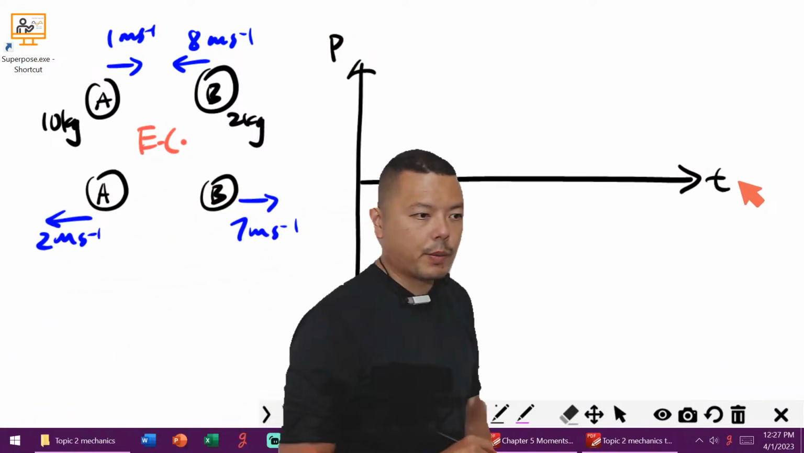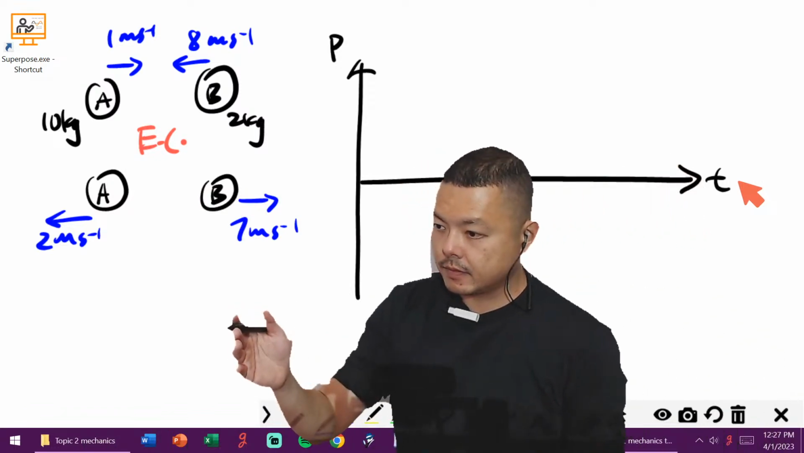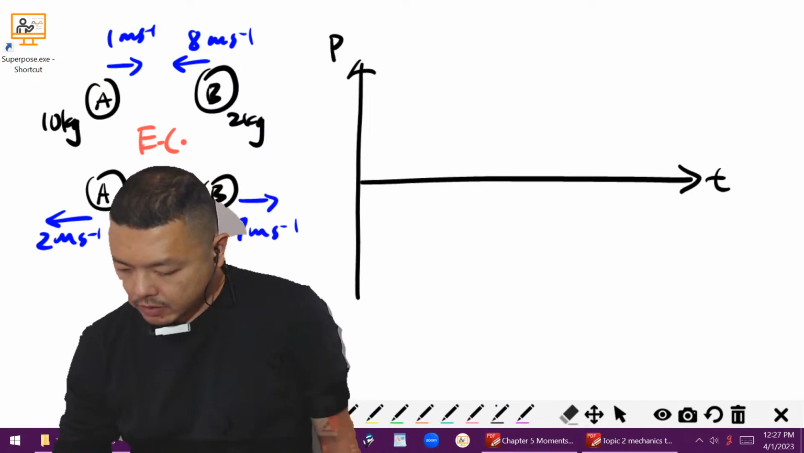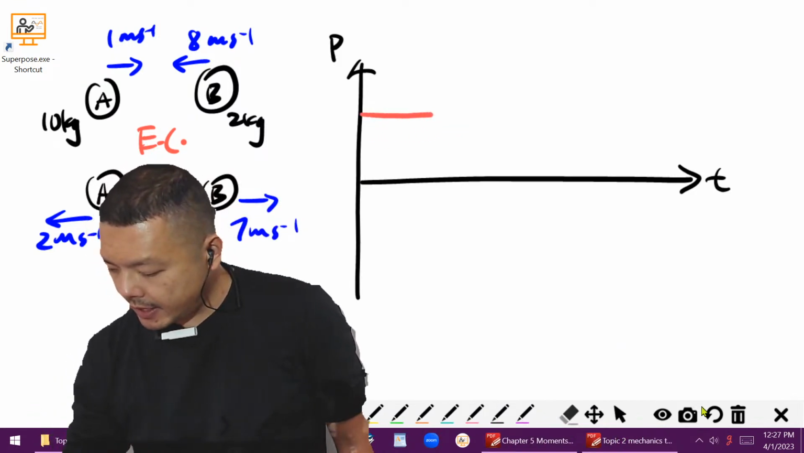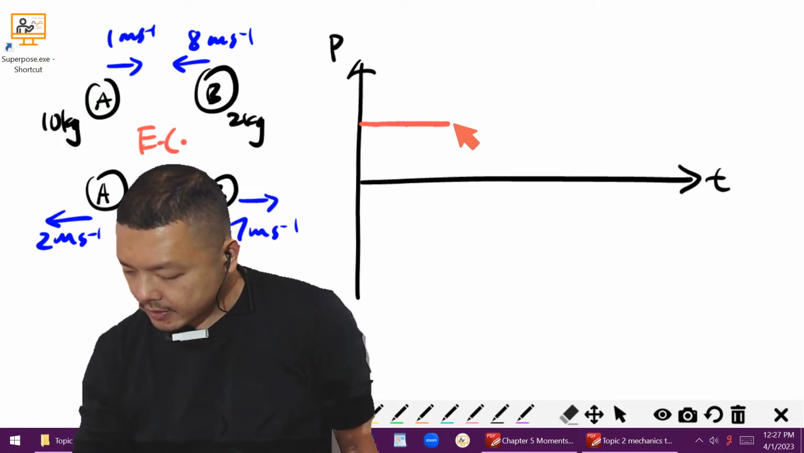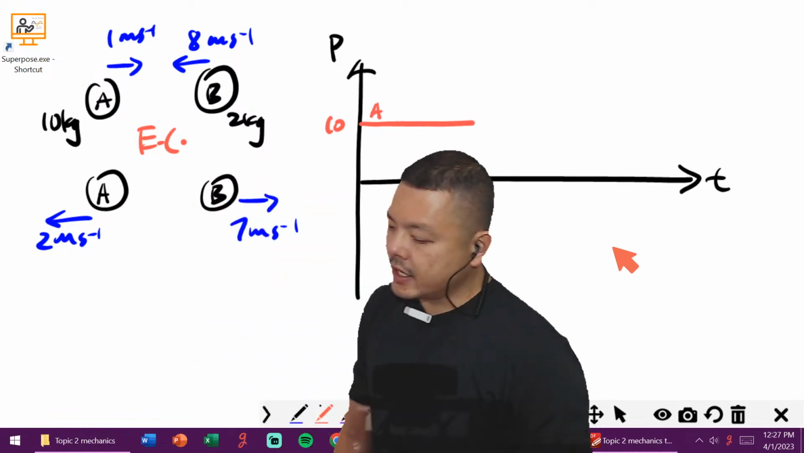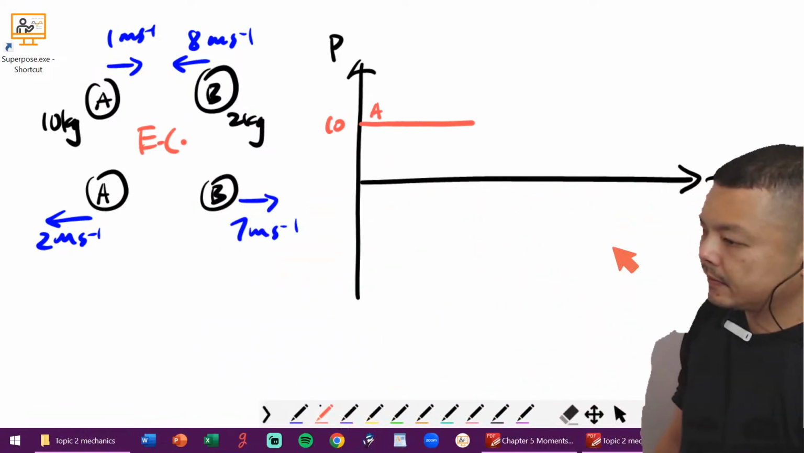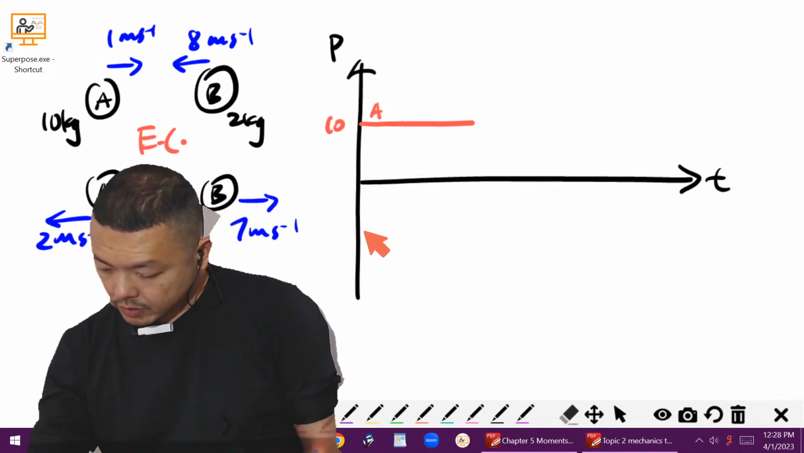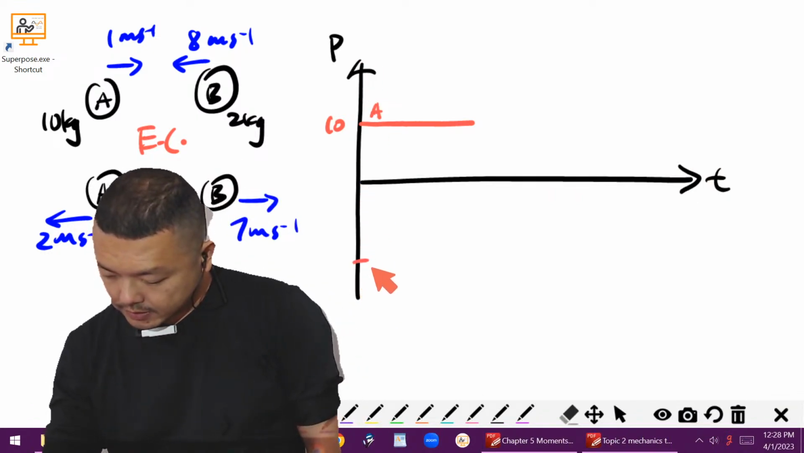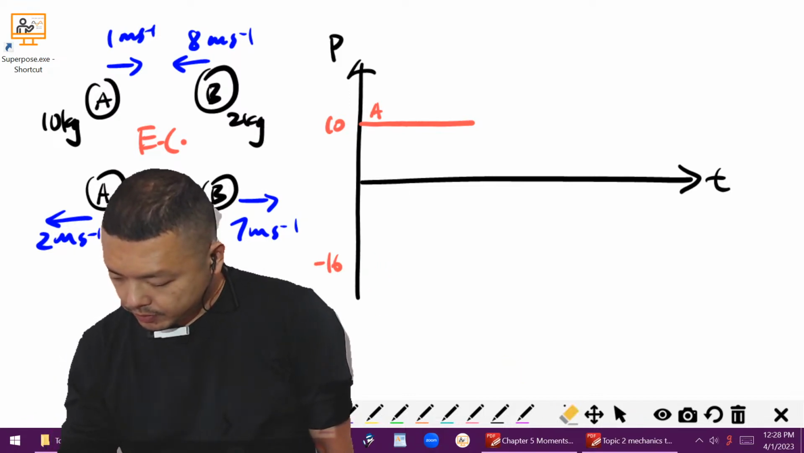What's the initial momentum of A? Positive 10, right? So I'm just going to draw the momentum for A. I'm going to put a 10 here, that is this 10. This is for A. What's the initial momentum of B? Minus 16. So I'm going to draw a minus 16, somewhere around here, minus 16, right? B is blue.